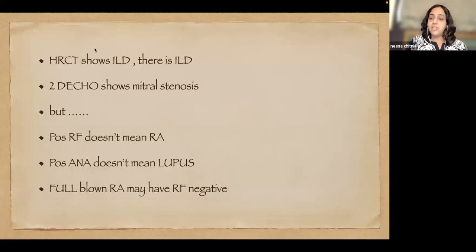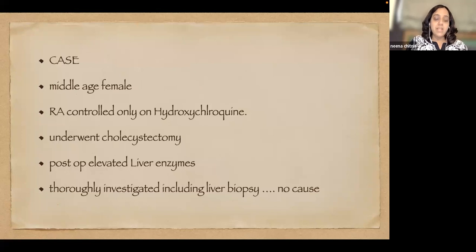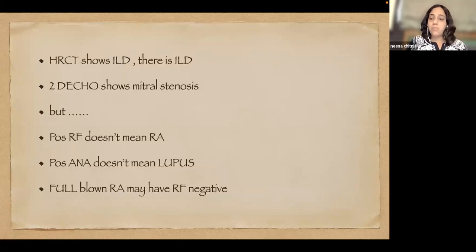But rheumatology doesn't work that way. In rheumatology, a positive rheumatoid factor in the blood investigation does not mean that the patient has rheumatoid arthritis. A positive ANA doesn't mean that the patient has lupus. And on the other hand, you might have a patient with full-blown rheumatoid arthritis, but the rheumatoid factor and anti-CCP may be negative. So in rheumatology, the only thing that matters is the clinical examination and the history. Everything else comes later.